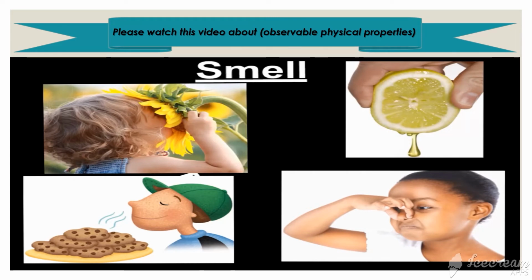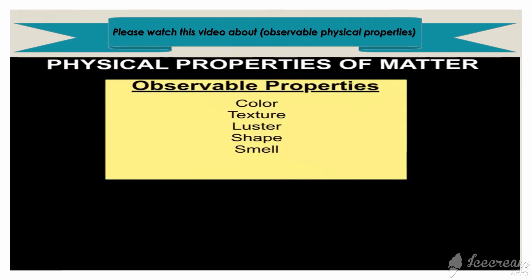Next is smell. So it might smell like a flower or smell clean like a lemon. Might smell like fresh baked cookies, or it might be a smell that isn't that pleasant. Add smell to our notes about observable properties of matter. Yep, spelling still counts.